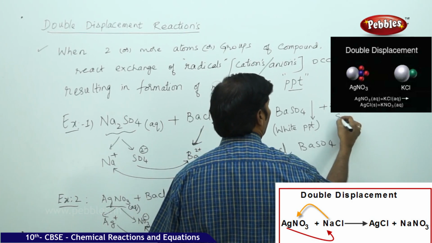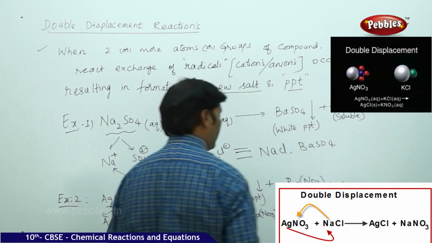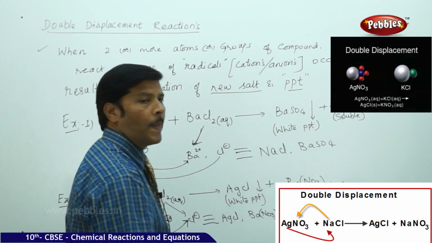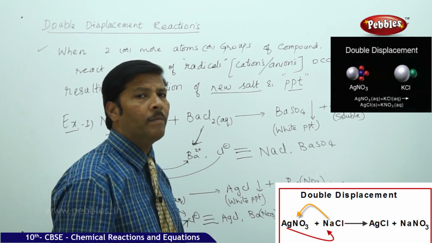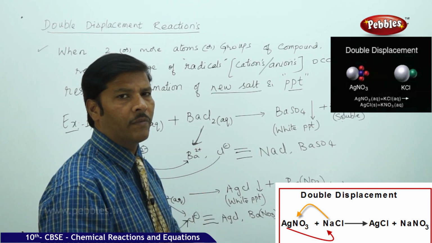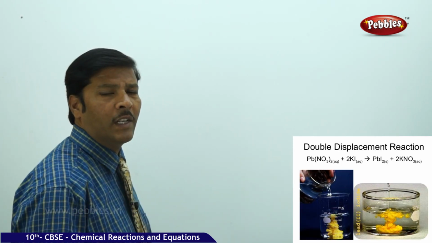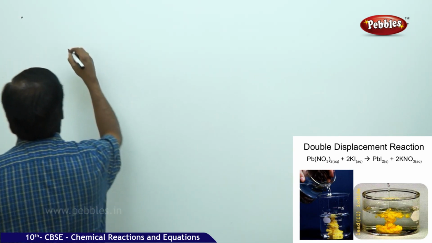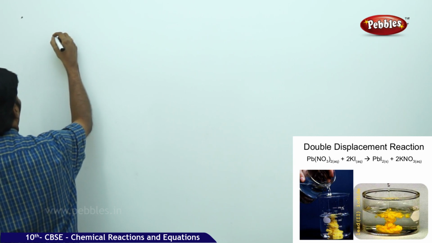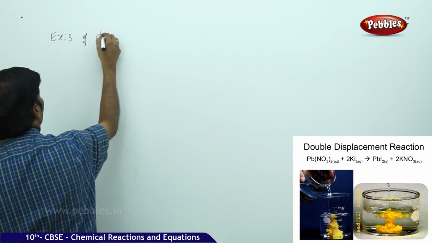Again this is a soluble salt, and this is an insoluble precipitate. Wherever we call it a precipitate, it is insoluble. Wherever it is soluble, that means the salt is completely able to dissolve itself in water. So let us take one more last example of the same displacement reaction, example 3 of displacement.